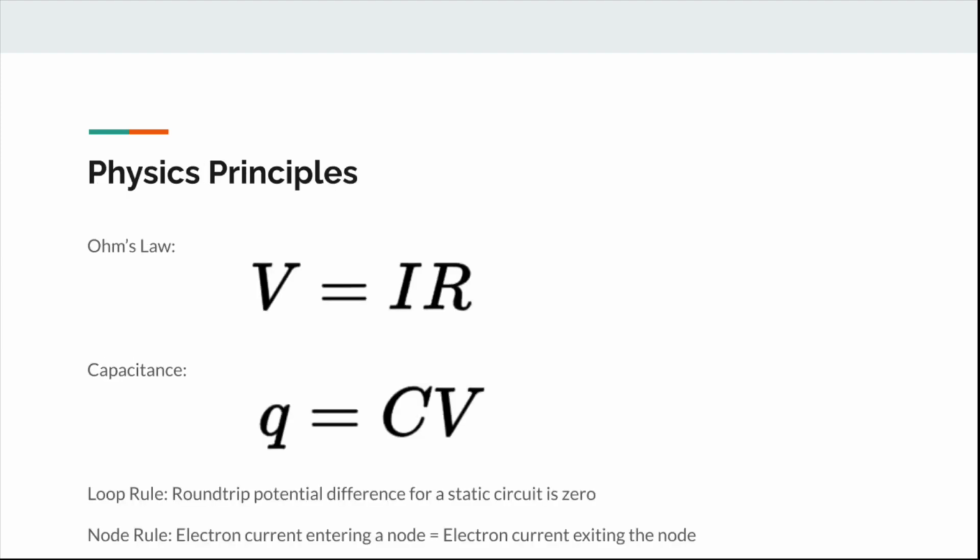Here are a few physics principles we're going to be using today. The first one is Ohm's law, which says that the voltage is equal to the current times resistance. Capacitance will also be used today, as the charge is equal to capacitance times the voltage. Then a few principles that we're going to apply from class are the loop rule, which just says that a round-trip potential difference for a static circuit is going to be 0, and the node rule, where the electron current entering a piece of the circuit has to be equal to the electron current exiting that piece of the circuit.